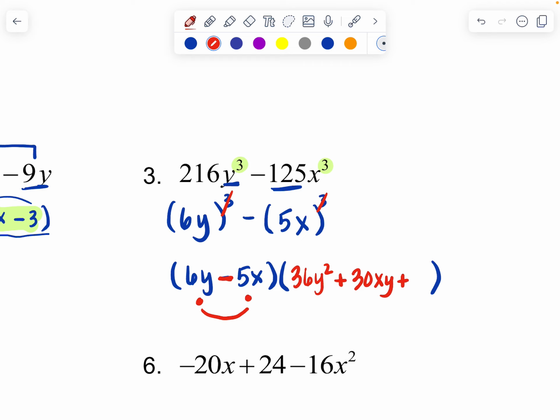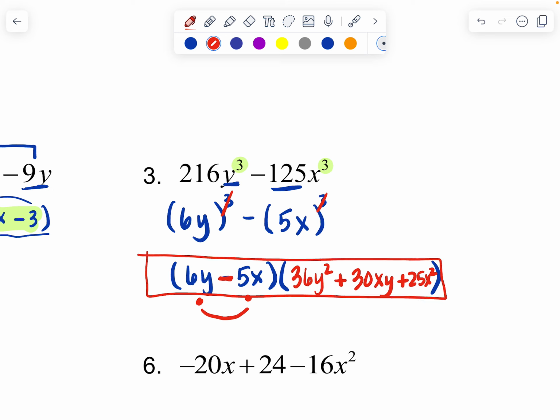5x times 5x is 25x squared. Barely fits in there. So all of this ends up being your answer. And you guys remember, on these sum and difference of squares, this last trinomial never factors. So please don't try to do a big X or a big star on it. It just won't work. You just gotta trust me on it, okay?